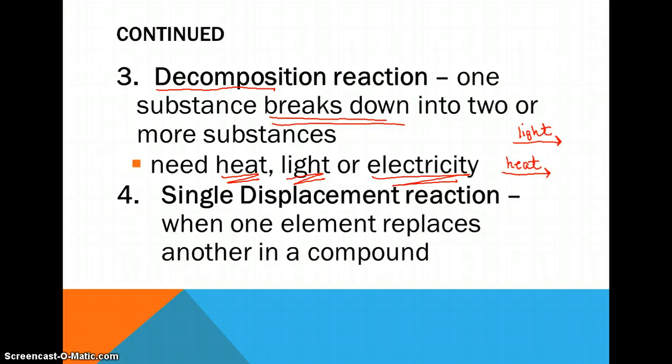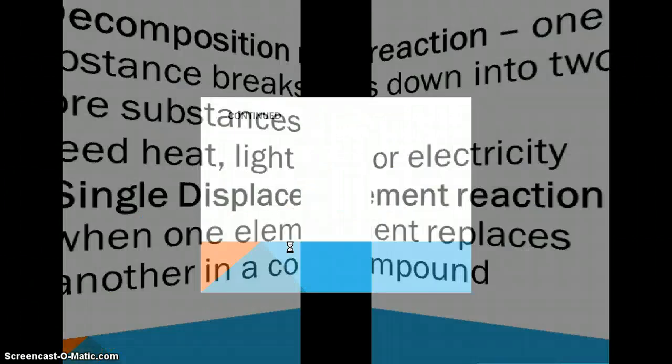Our fourth type of reaction is a single displacement reaction. Think of the word displacement. We're going to displace something in the reaction or switch something around. So here, displacement, think of it as replaces. A single displacement reaction is when one element replaces another in a compound.